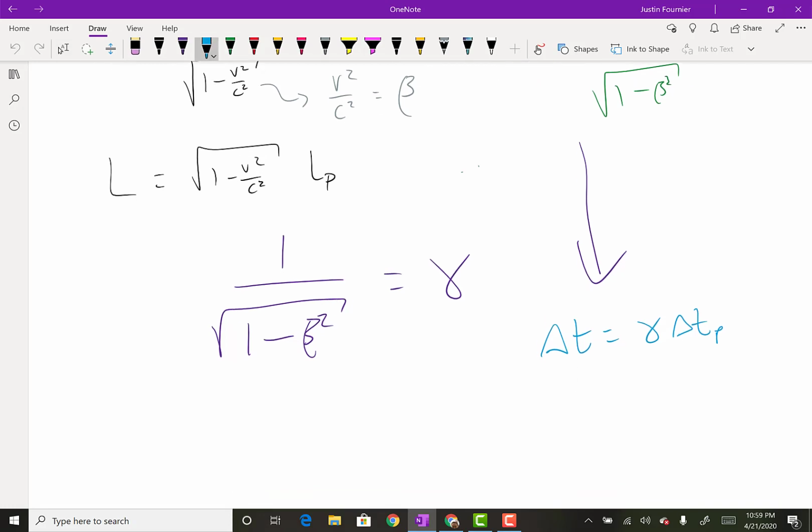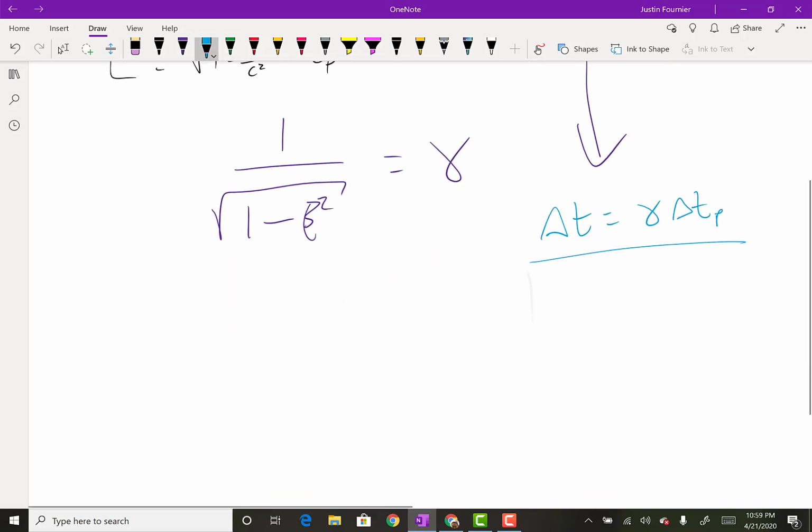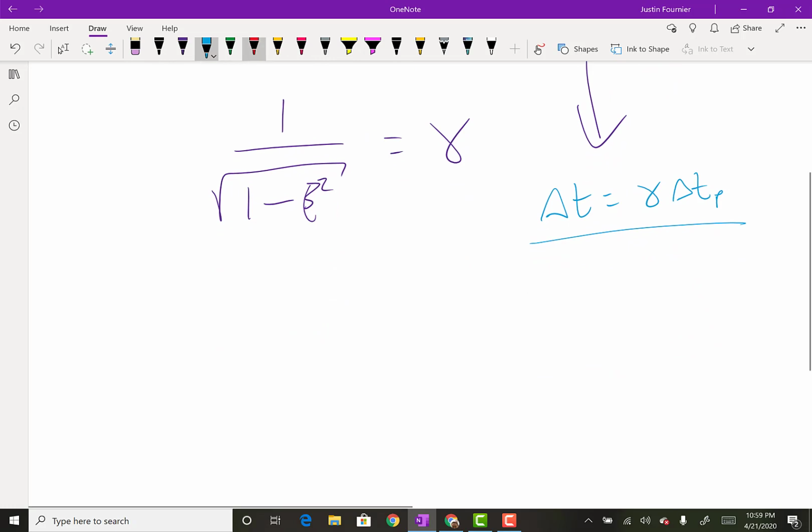So again, I'm hoping some of the videos I show elaborate on that a little more. And then we also get length contraction. Length contraction is proper length divided by gamma.